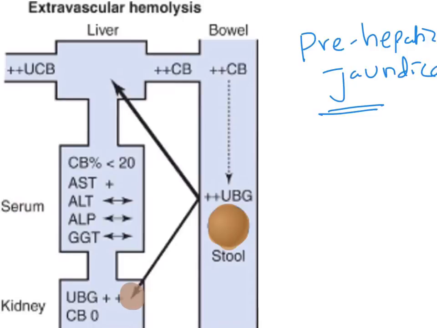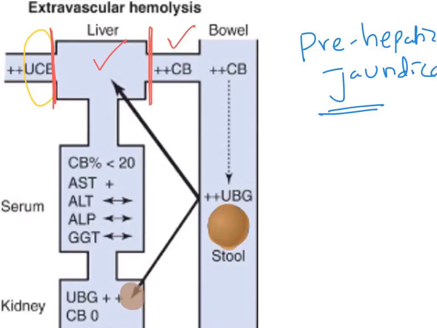Now jaundice can be classified into pre-hepatic, meaning any pathology before the liver. Then we have hepatic jaundice, where the pathology is within the liver. And post-hepatic, where the pathology is after the liver. If I denote it here in the figure, any problem before the liver is referred to as pre-hepatic jaundice, any pathology within the liver is hepatic jaundice, and any pathology after the liver is post-hepatic jaundice.